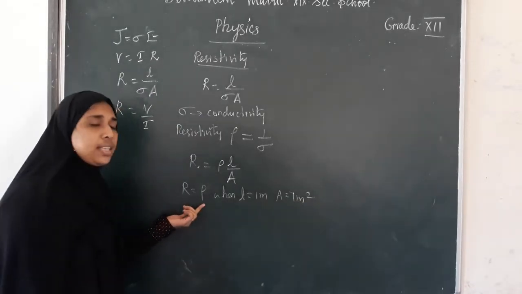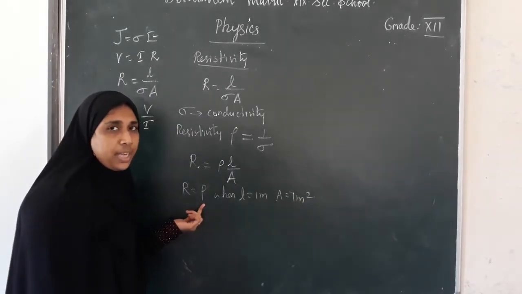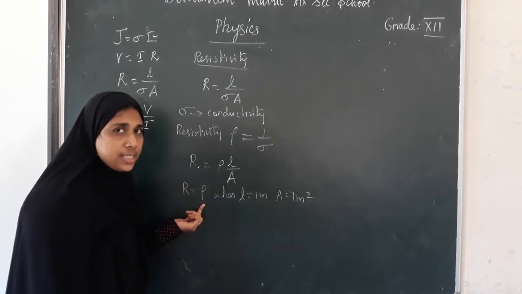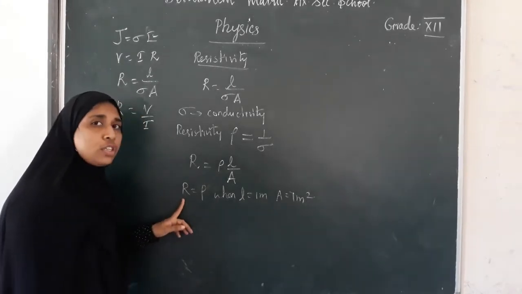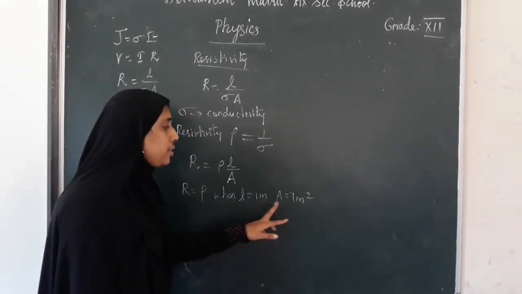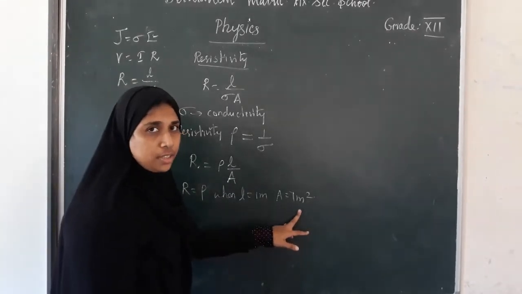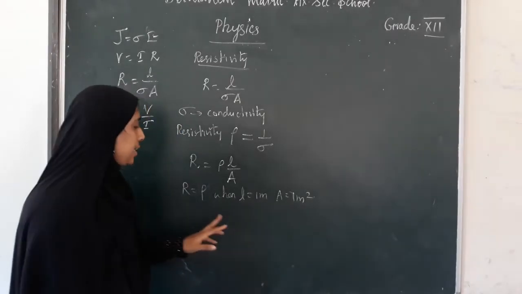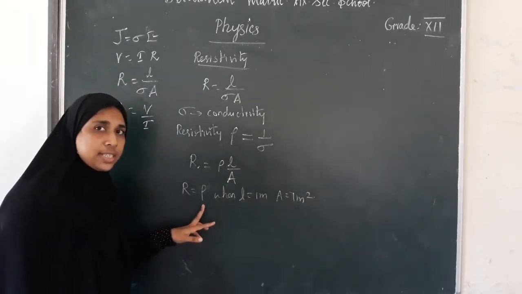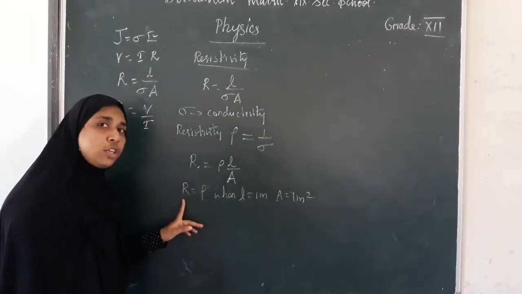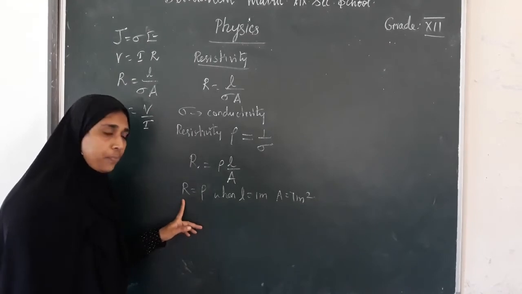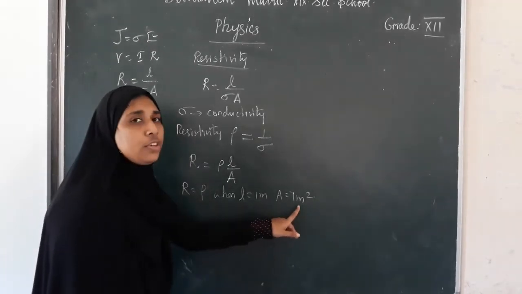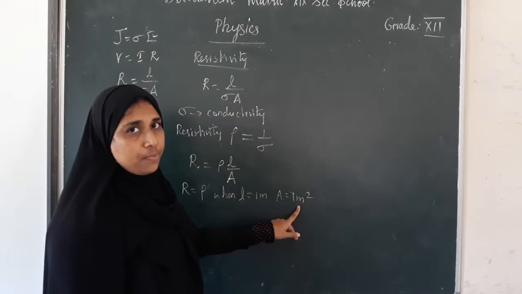So we can define the electrical resistivity. Electrical resistivity is defined as the resistance offered to the current flow in unit length and unit area of cross section. The electrical resistivity of a material is defined as the resistance offered to the current flow by a conductor in unit length of unit area of cross section.